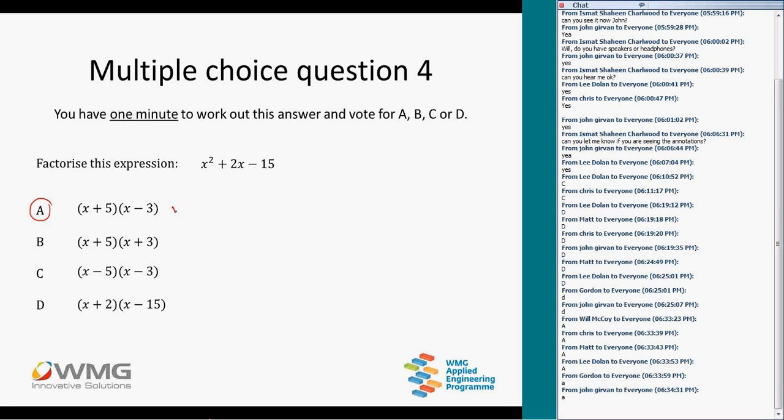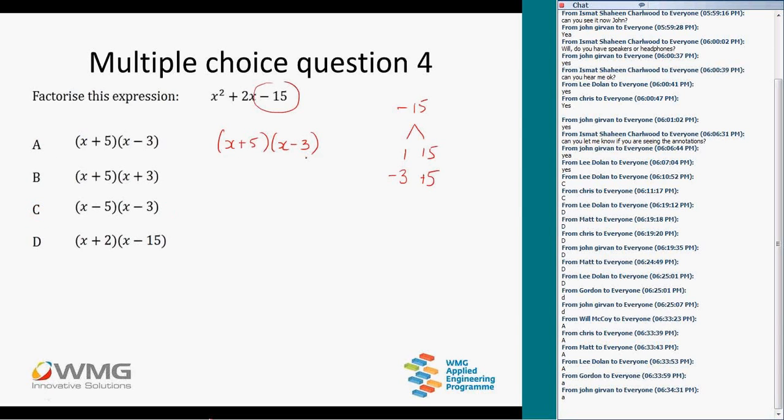So I'm considering pairs of 15. I've got to make a plus 2. I can see that that's going to be plus 5 and minus 3. So that's 5 times 3. Okay, you need to write this out. You can do that mentally, but by all means do it if it helps. It really doesn't matter whether you do or you don't.